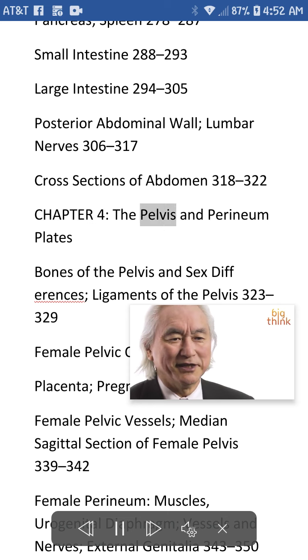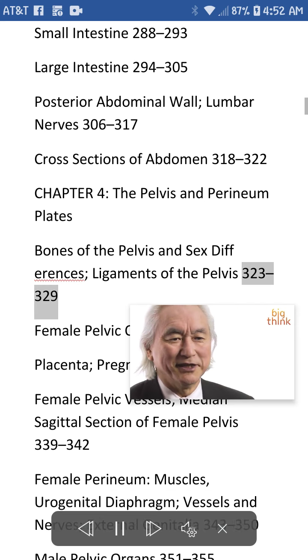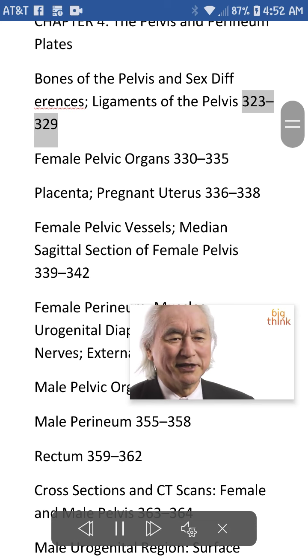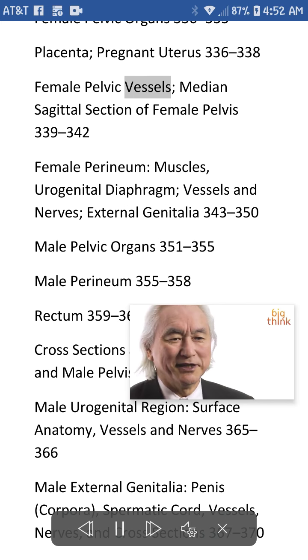Chapter 4, the pelvis and perineum plates. Bones of the pelvis and sex differences, ligaments of the pelvis 323 to 329. Female pelvic organs 330 to 335. Placenta, pregnant uterus 336 to 338. Female pelvic vessels, median sagittal section of female pelvis 339 to 342.